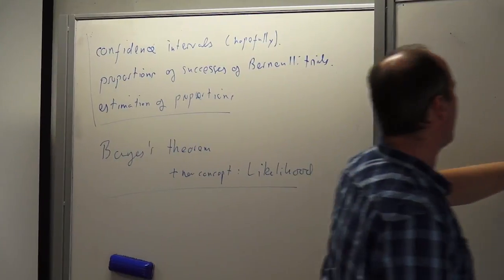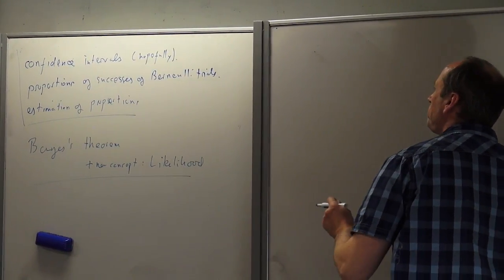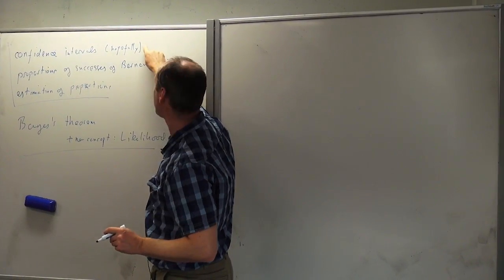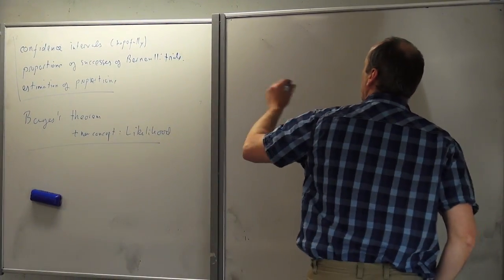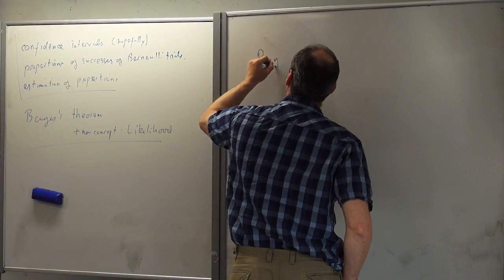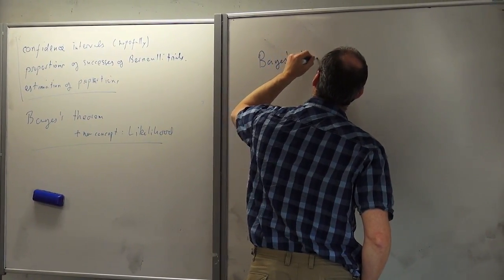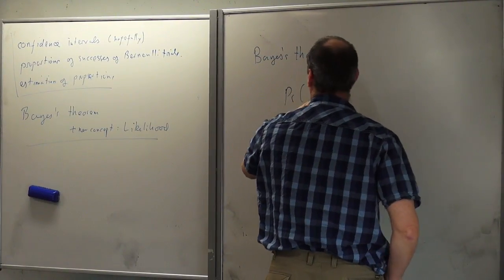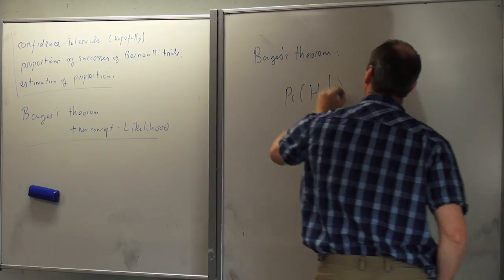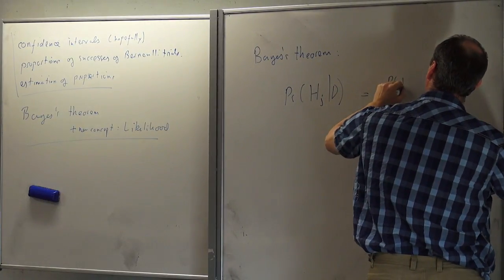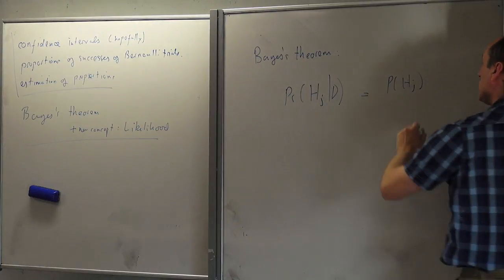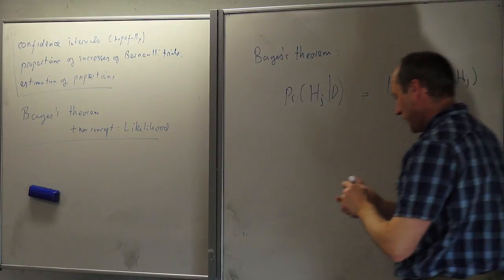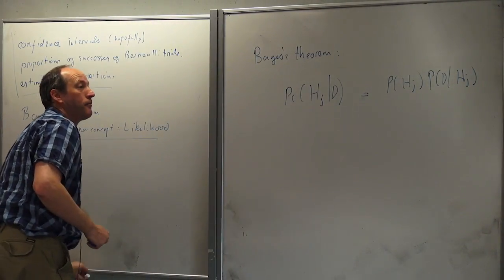Let's just have a look at Bayes' theorem. I'll just write it out again. I might not get up to confidence. I wrote that first because that's what I want to get up to, but I might not have time for that. Let's just write Bayes' theorem again. The probability of H, let's say J given D, equals P of HJ, which is your prior, P of D given HJ.